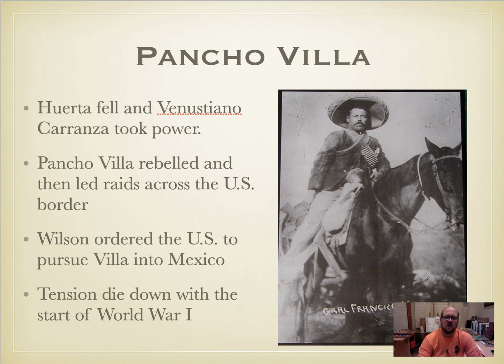revolutionary Pancho Villa will not like the fall of Huerta and the military taking power. Venustiano Carranza took power, and Pancho Villa rebelled against this. To gain attention, what he actually does is raid a U.S. town called Columbus, New Mexico, and killed several U.S. citizens. With this, Wilson will order U.S. General Pershing to pursue Villa into Mexico, which does happen and causes tensions to flare.